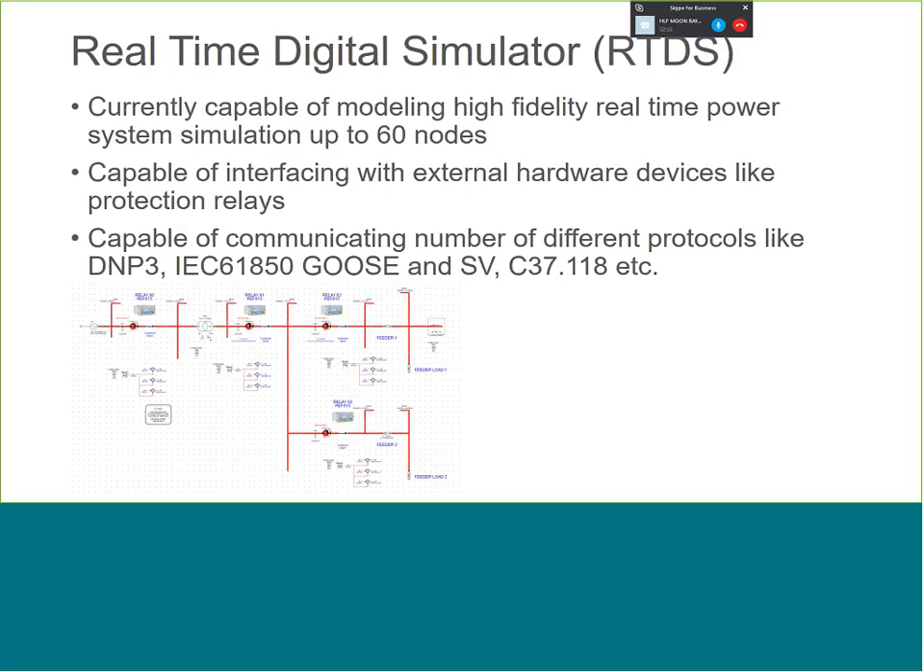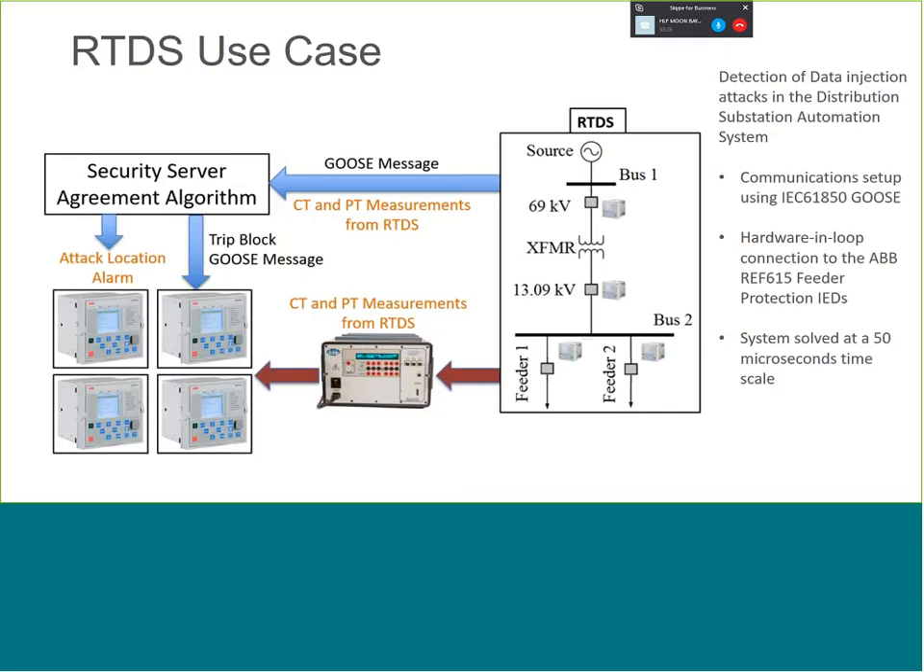Let's talk briefly about RTDS, what we have right now in terms of capabilities. What we have in terms of capabilities is 2 racks capable of simulating 16 nodes. Nodes meaning connection points in the power grid. It can interface with external hardware devices, and it can communicate on these protocols, DNP3, 61850 GOOSE, sampled values under 61850, or C37.118.